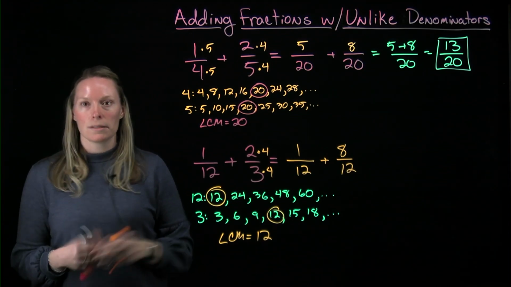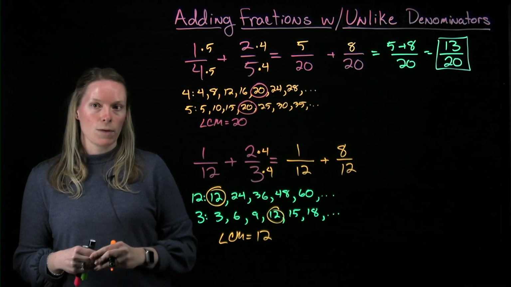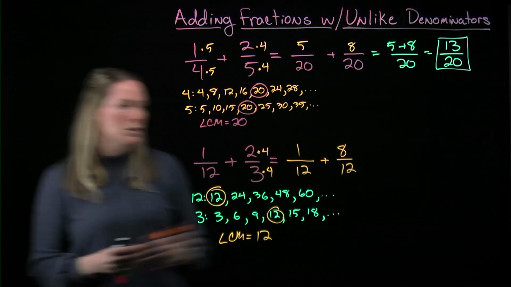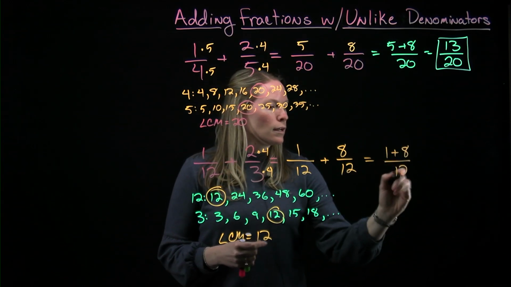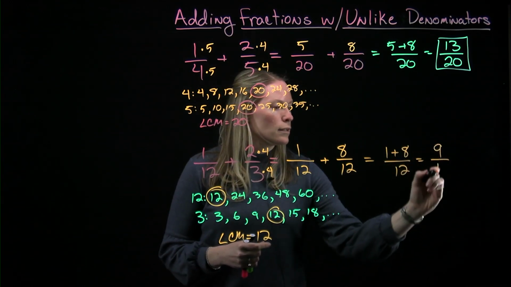Now notice in this case, both of my fractions have a denominator of 12, which means that I just need to add the numerators together. So I'm going to take 1 plus 8. I'm going to end up with 9/12.